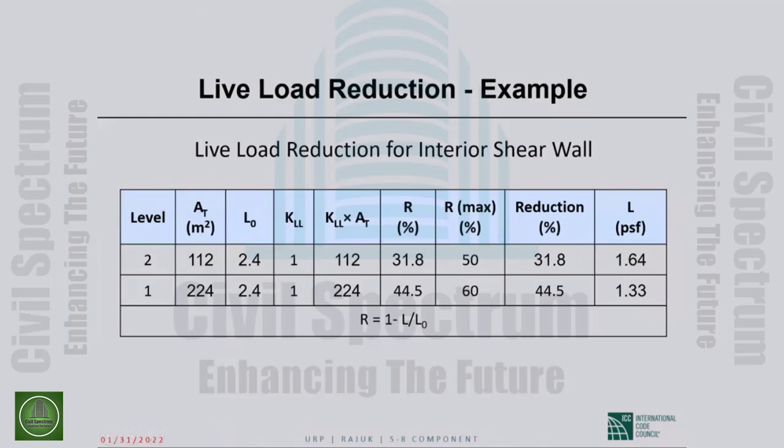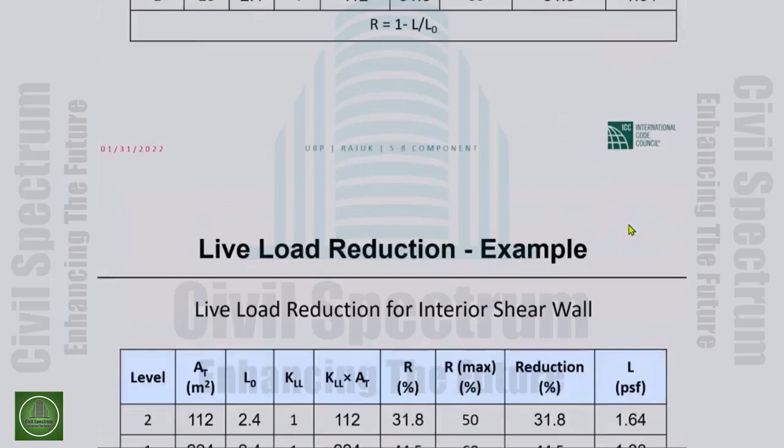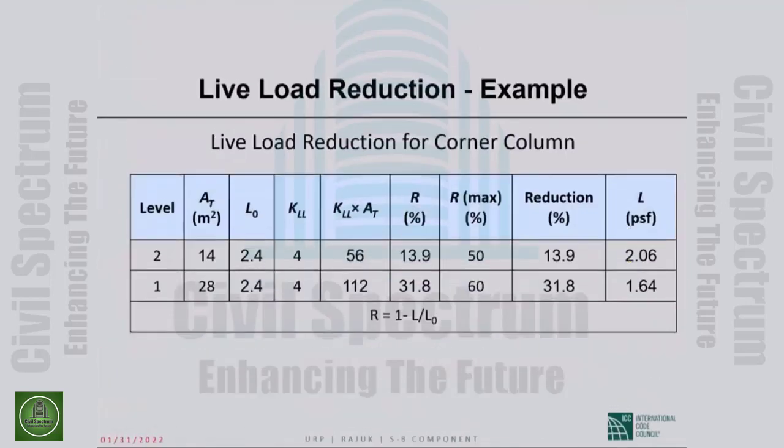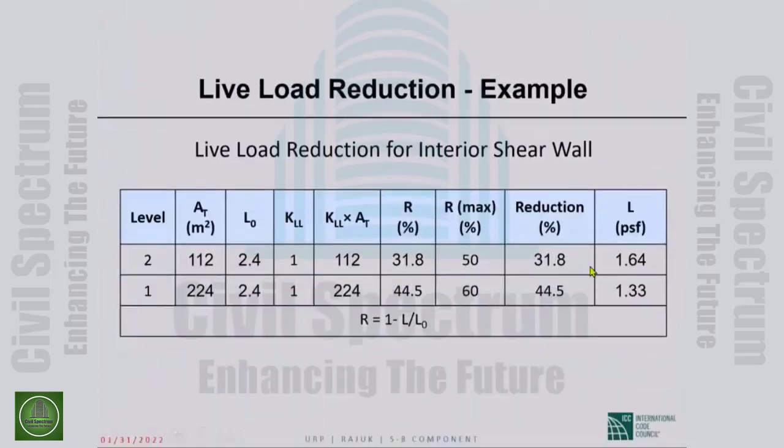1.64 rather than 2.4. This is not PSF. This is kilonewton per square meter. Did I have PSF on the other one? Yeah, I forgot to change that. Okay, so sorry about that mistake. This is kilonewton per square meters. Okay, so 1.64 and 1.33.